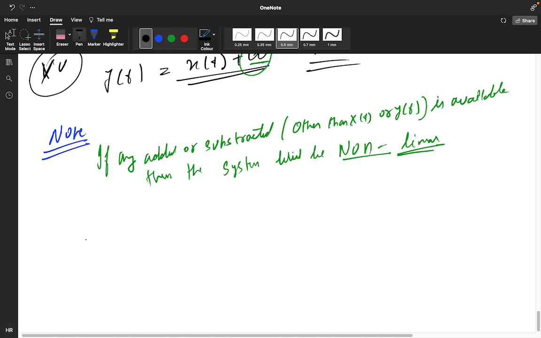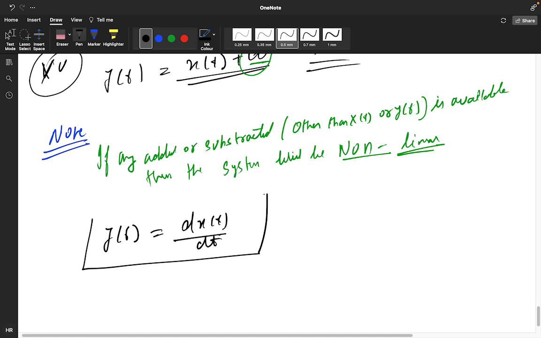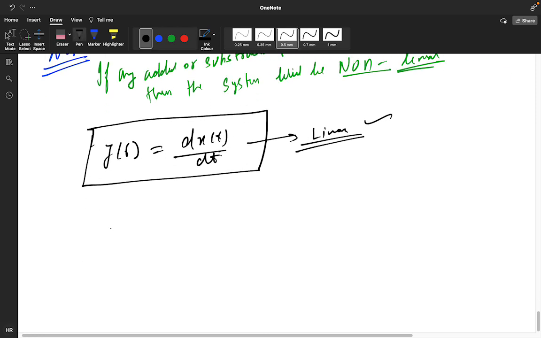You have another example. y of t is dx of t divided by dt. So is this linear or non-linear? It's linear. The system is linear. Okay, you can check it. So what is the meaning? What is the operation? What is the system doing? x1 of t is passed through the system, and the system is differentiating my input, dx1 of t by dt.